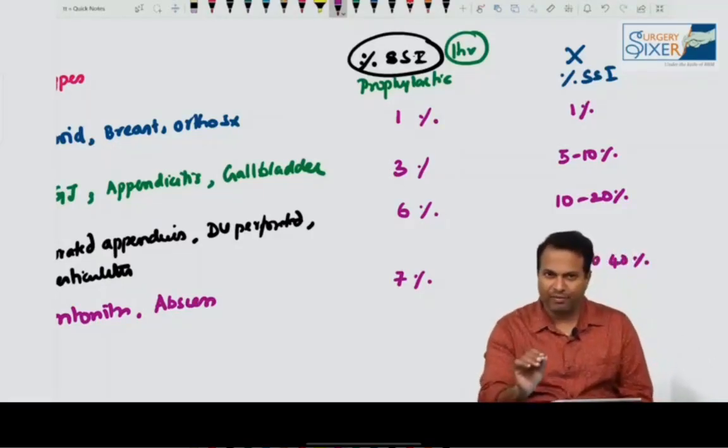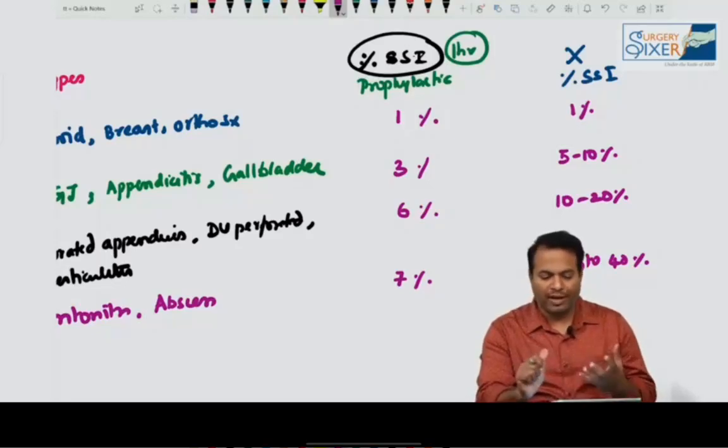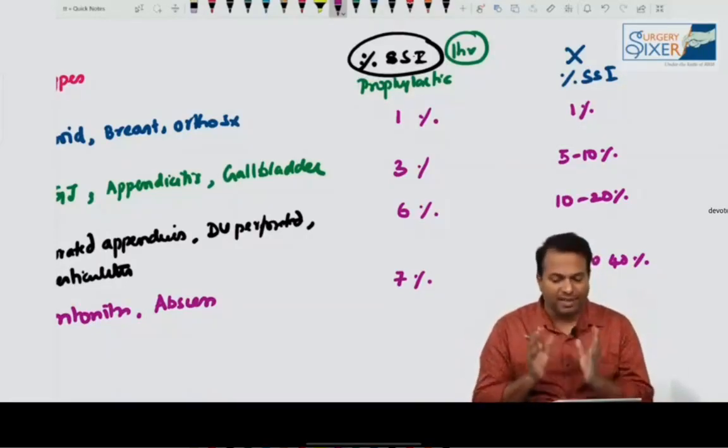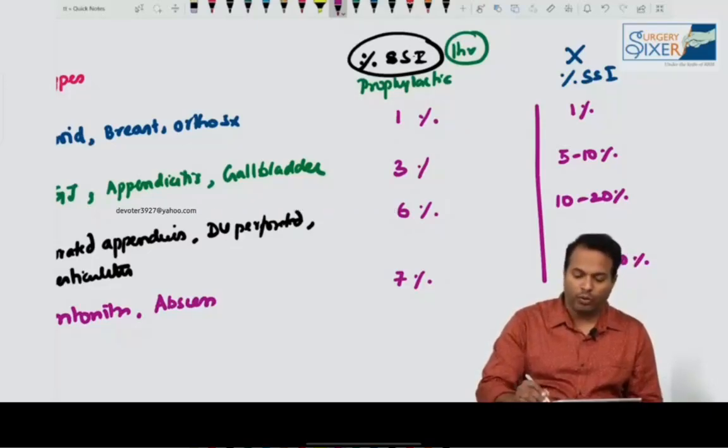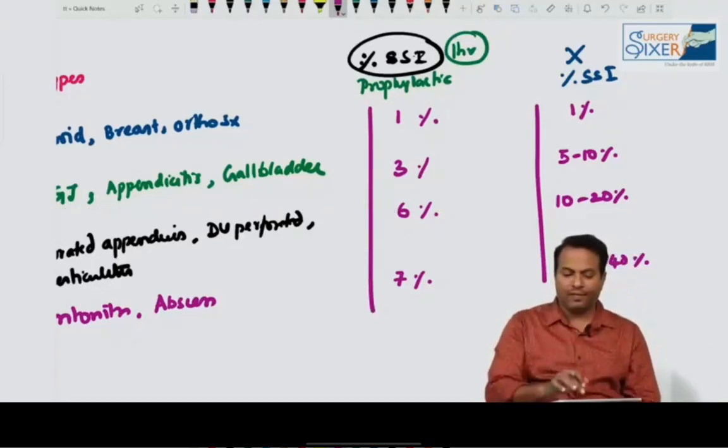We have to prepare in such a way that you can retain it for at least 6 months for your exam. You should not read so accurately and in depth and waste your time, because definitely you will forget those values. You should have some methods to remember for a long period. This is one such method. 1%, 5 to 10, 10 to 20, up to 40. 1, 3, 6, 7. These are the percentages of surgical site infection.